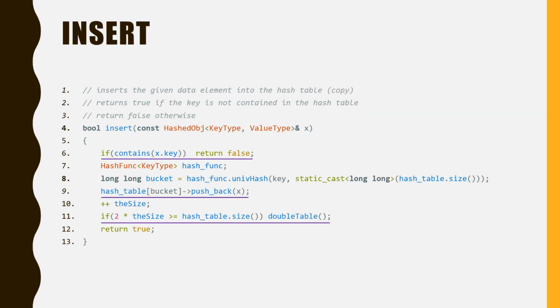Let's look at the insert function. In line 6, we need to check whether some existing records contain exactly the same key. If yes, we should not perform the insertion as the keys should be unique. We then compute the hash value for the record to be inserted in line 8. In line 9, we will simply append the record to the end of the bucket by calling the pushback function from the linked list.